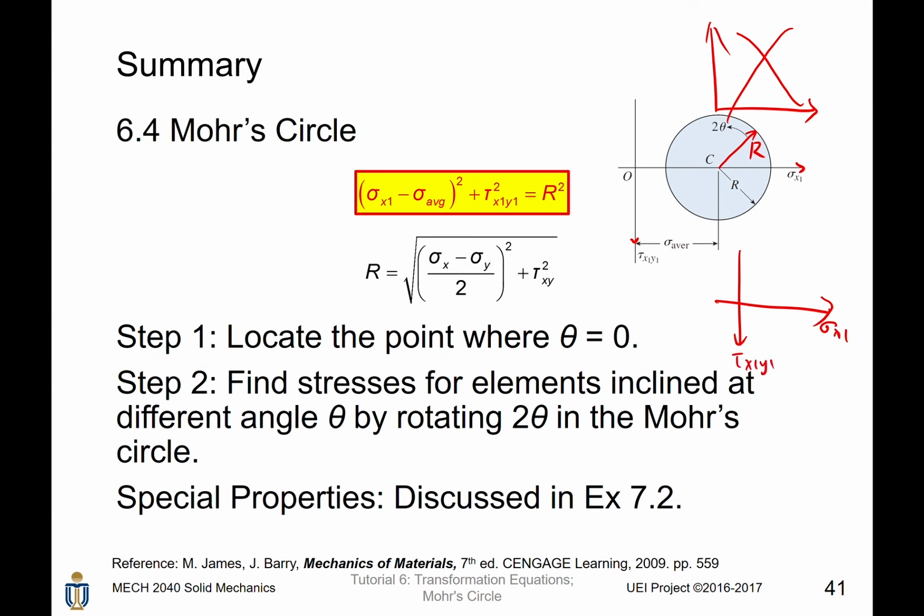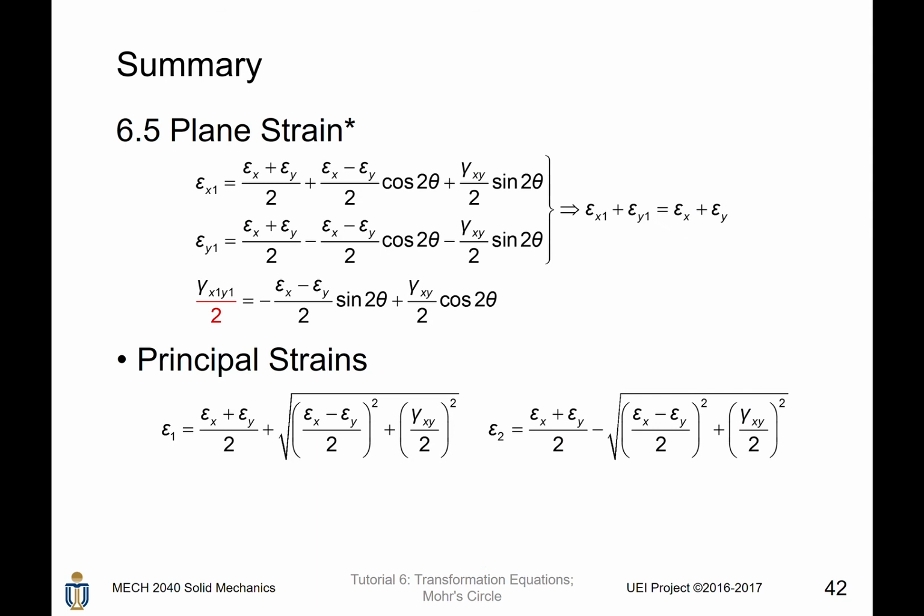To construct a Mohr circle, first locate the point where theta equals 0, and find the stresses for the element inclined at a different angle theta by rotating 2 theta in the Mohr circle. So bear in mind that angles in the Mohr circle are 2 theta instead of theta. There are also some special properties of Mohr circle described in the previous exercise 6.2. We also briefly introduced the plane strain equations. You can observe they are very similar to the transformation equations of the direct stress and the shear stress. However, there are also some differences that you need to bear in mind. We also talked about principal strains.